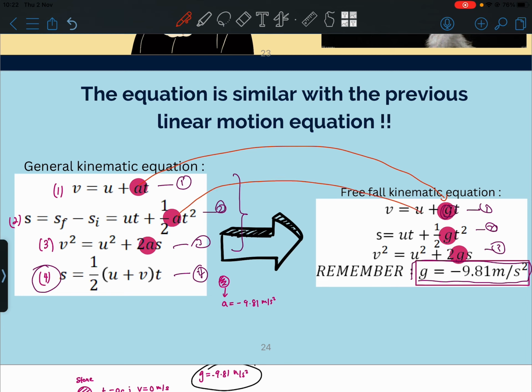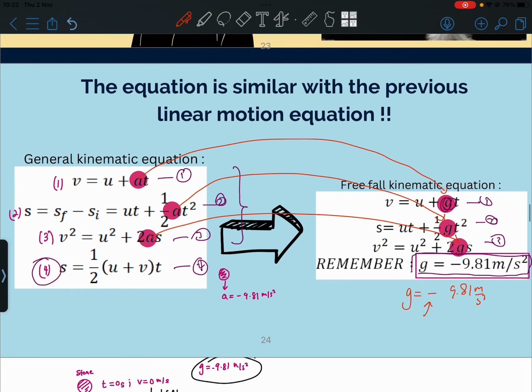So this is a to g and this is a to g, and remember g is negative 9.81 meters per second squared. Why negative? Because we consider down as the negative direction.